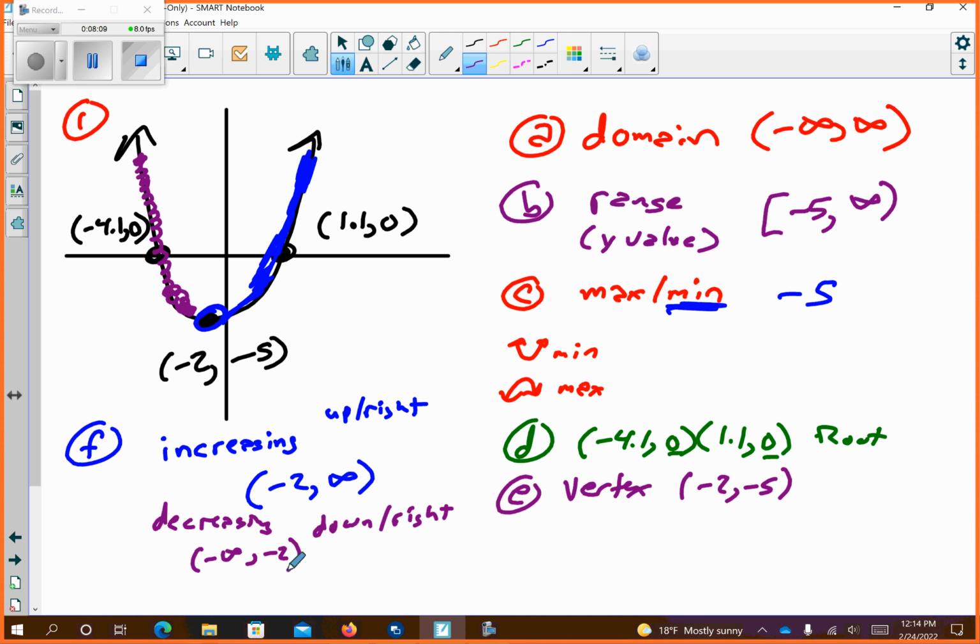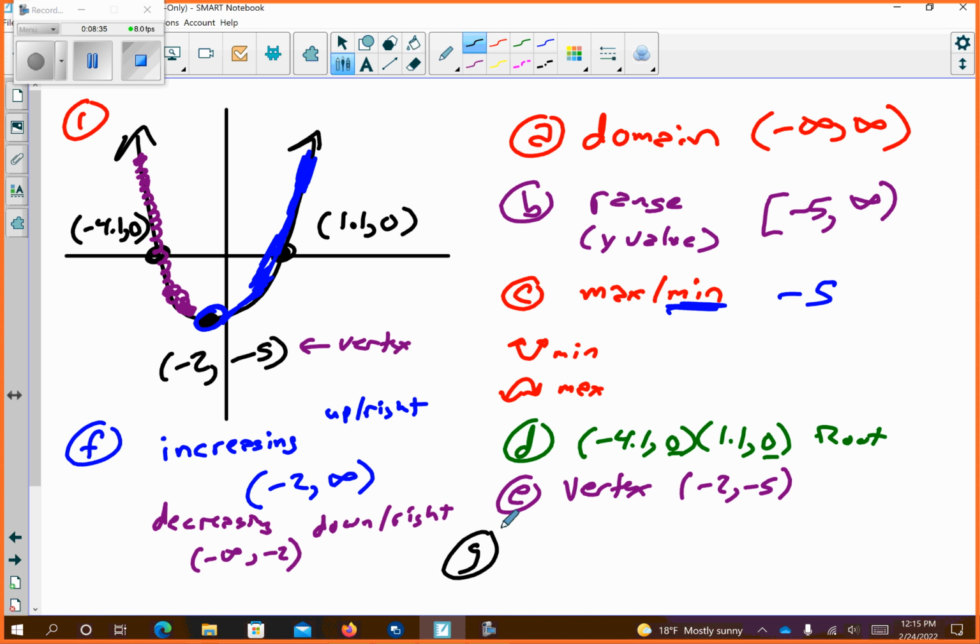The vertex is the first point, right? The vertex is either the very lowest point on a parabola or the very highest point. And that's where we would use negative b over 2a and plug it into the original equation, but we don't have the equation. So it's either the highest or lowest point. So this right here is definitely the vertex. Okay? All right.